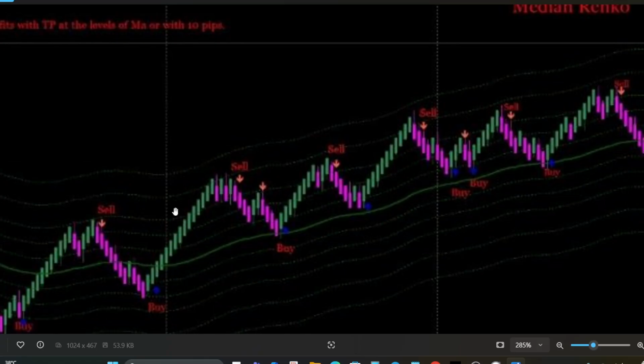When the bars are consistently green, you know that the market is in an uptrend. Very super easy. And when they are consistently purple, you know that the market is in a downtrend. But there is more. Median Renko bars are also great for filtering out false signals.